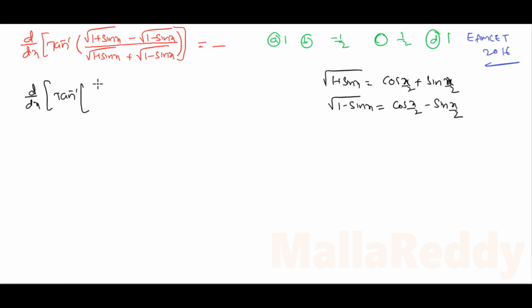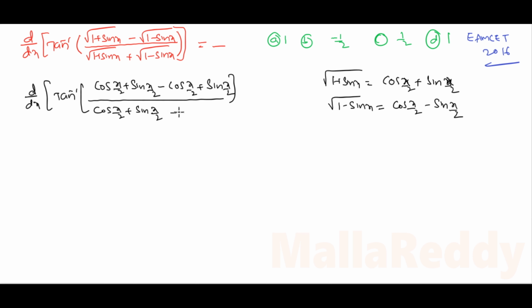Substituting these values in the given problem, that is d by dx of tan inverse of square root of 1 plus sin x, that is cos x by 2 plus sin x by 2, minus square root of 1 minus sin x, that is cos x by 2 minus sin x by 2, by cos x by 2 plus sin x by 2 plus cos x by 2 minus sin x by 2.